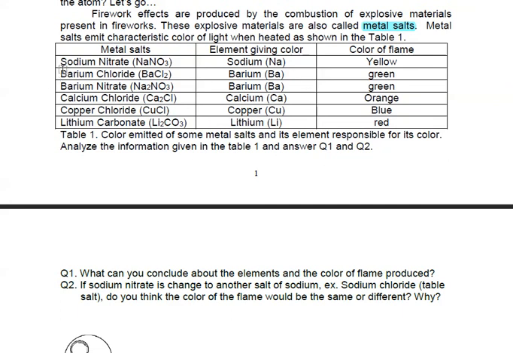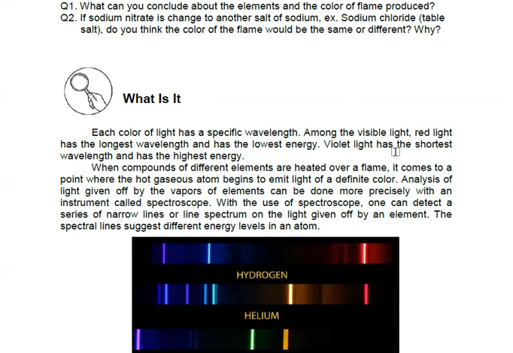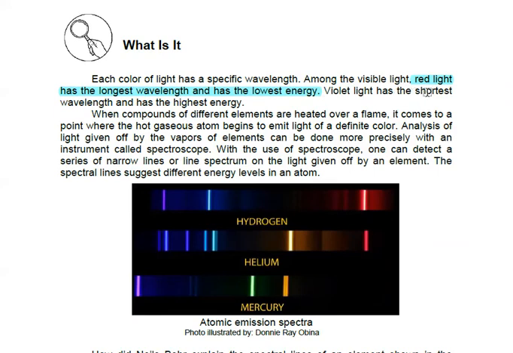So for each metal salt, they will give you a different color of the flame. The reason for that is the elements present in each metal salt. For barium, since it is present in barium nitrate, it will give you the color green, and so on and so forth. Now, each color of light has a specific wavelength. Among the visible light, red light has the longest wavelength and the lowest energy. Violet light, on the other hand, has the shortest wavelength and the highest energy.